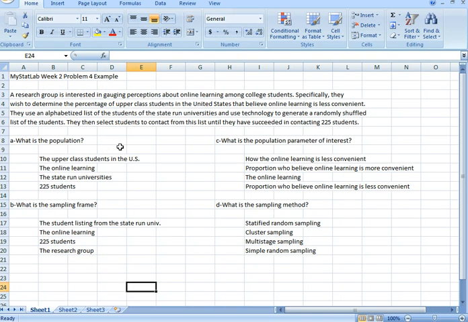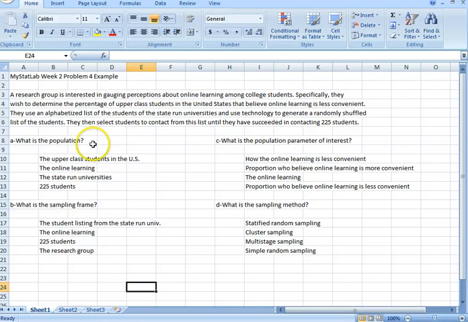Let's go ahead and take a look at this problem and see what it states. It tells us a research group is interested in gauging perceptions about online learning among college students. Specifically, they wish to determine the percentage of upper-class students in the United States that believe online learning is less convenient. They use an alphabetized list of the students of the state-run universities and use technology to generate a randomly shuffled list of the students. They then select students to contact from this list until they have succeeded in contacting 225 students.